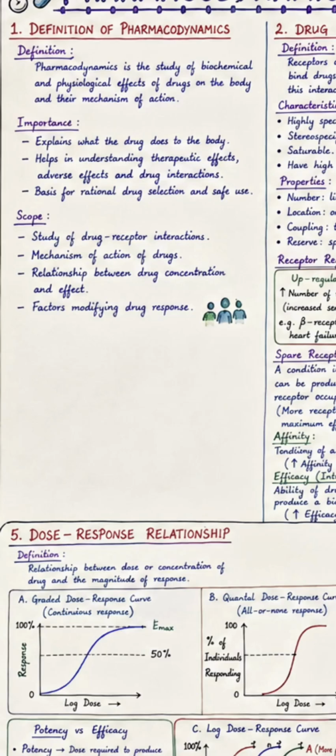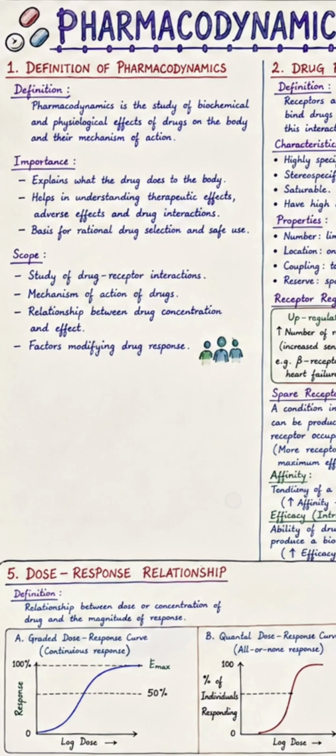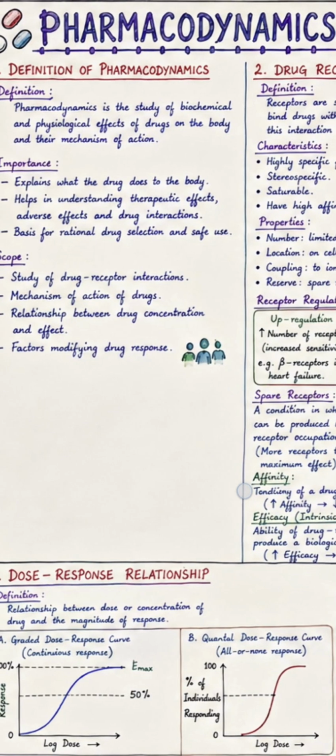So what is the importance? It explains what the drug does to the body, and also helps in understanding the therapeutic effect, adverse effect, and drug interaction. It is also necessary for rational drug selection and safe use of the drug. Its scope is to study drug-receptor interaction, mechanism of action, relationship between drug concentration and effect, and factors modifying the drug response. These are the main scopes.